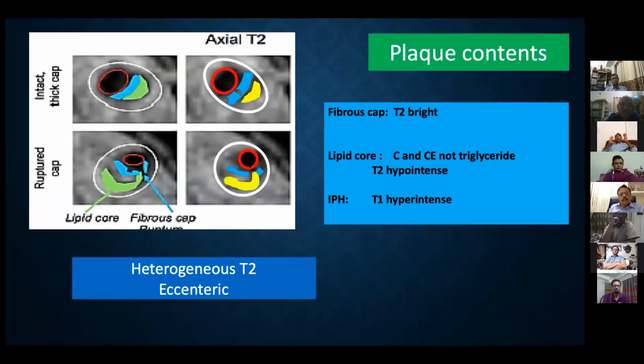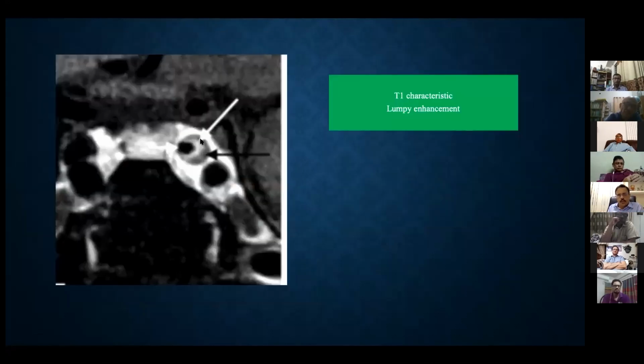So by this kind of imaging, by T2 and T1 combined, we can study the fibrous cap, amount of plaque burden, as well as whether the fibrous cap is preserved or not. The enhancement in atherosclerosis can be a lumpy enhancement, but it is almost always eccentric enhancement in this patient.